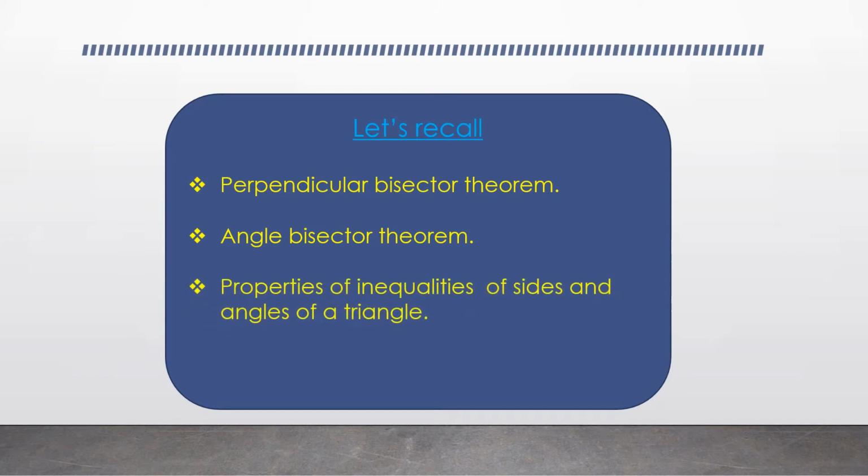Next one, properties of inequalities of sides and angles of a triangle. That is, if two sides of a triangle are unequal, then the angle opposite to the greater side is greater than the angle opposite to the smaller side.